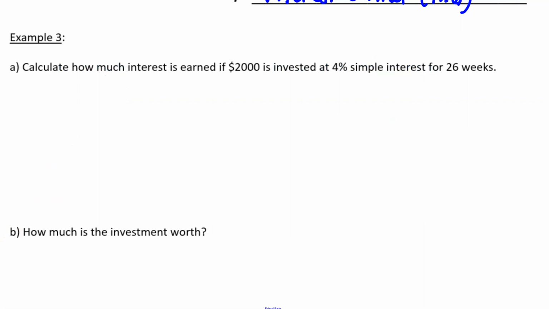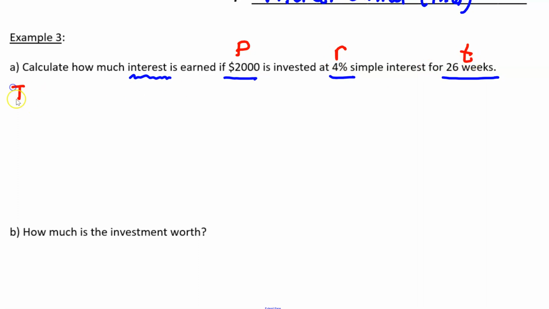So here's our example. We need to calculate how much interest, so we're trying to find the interest that is earned if $2,000 is invested at 4% simple interest for 26 weeks. So here is $2,000, my initial value, right? Here is my interest rate, and this is the time.